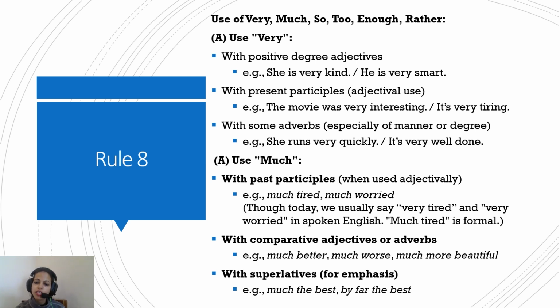Or it's very well done. So, very before well done. So these are the three conditions where we can use very: positive degree adjectives, present participles, and some adverbs.